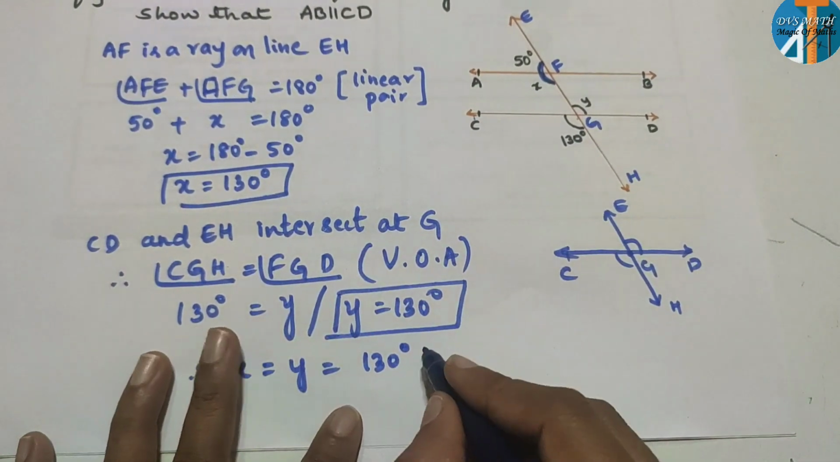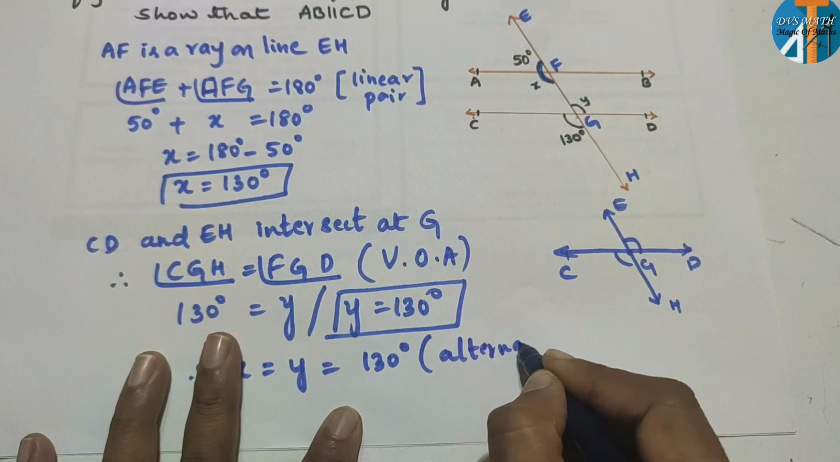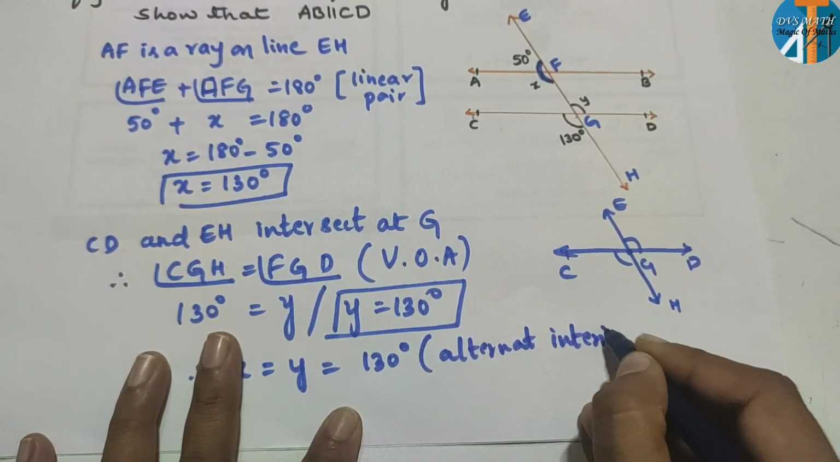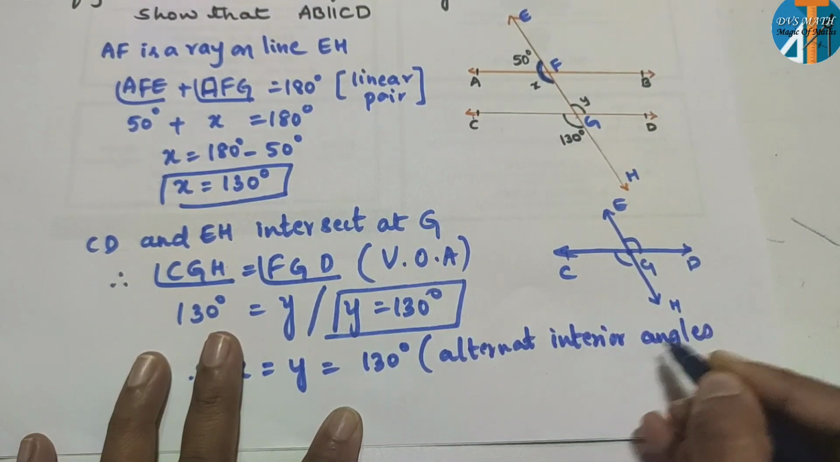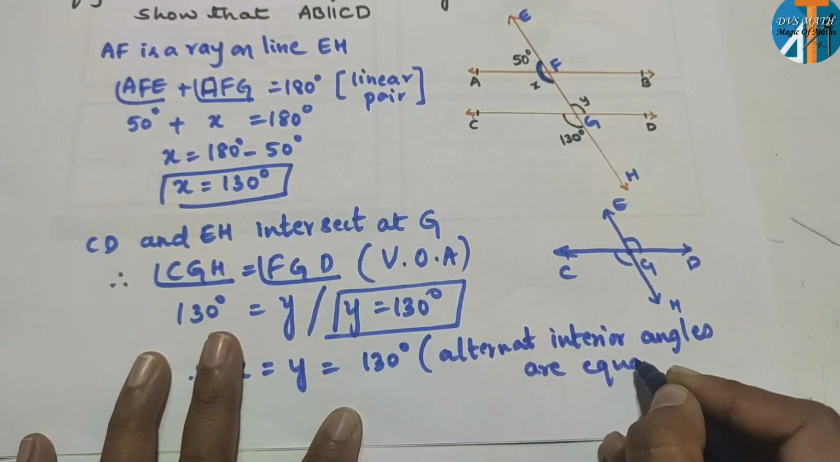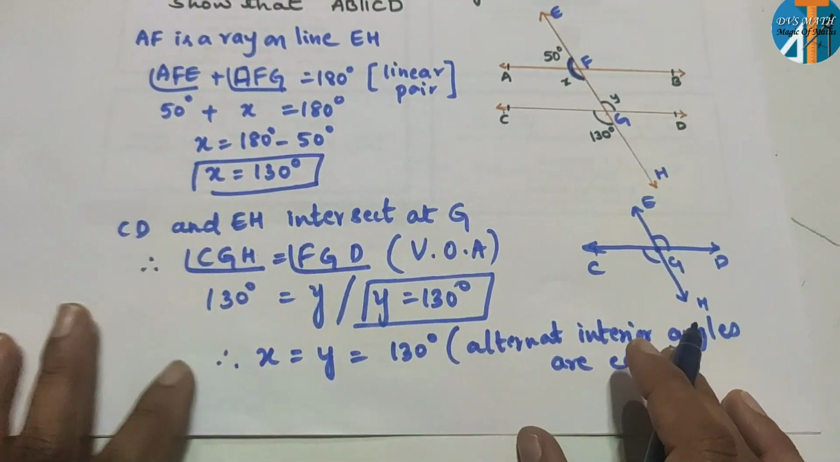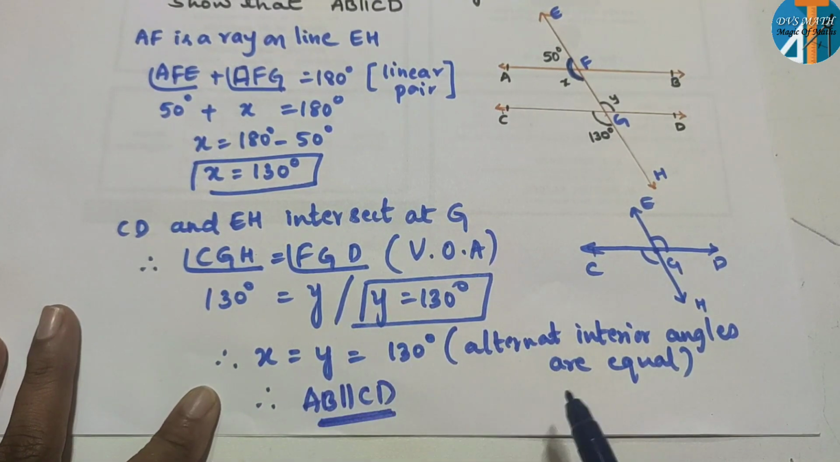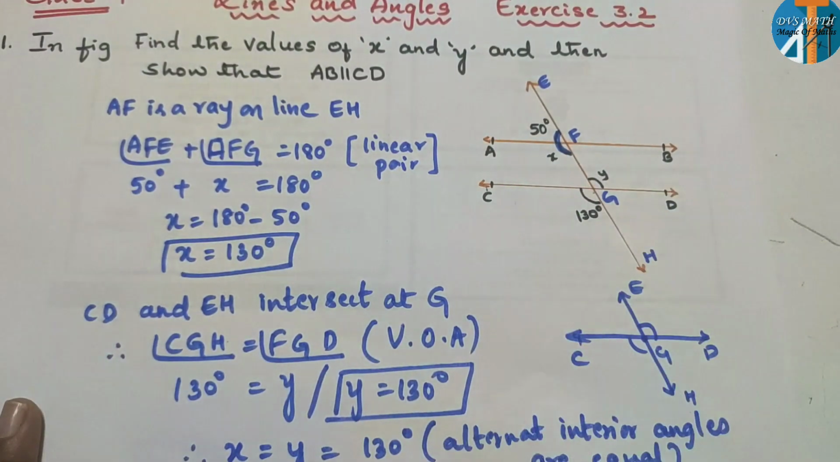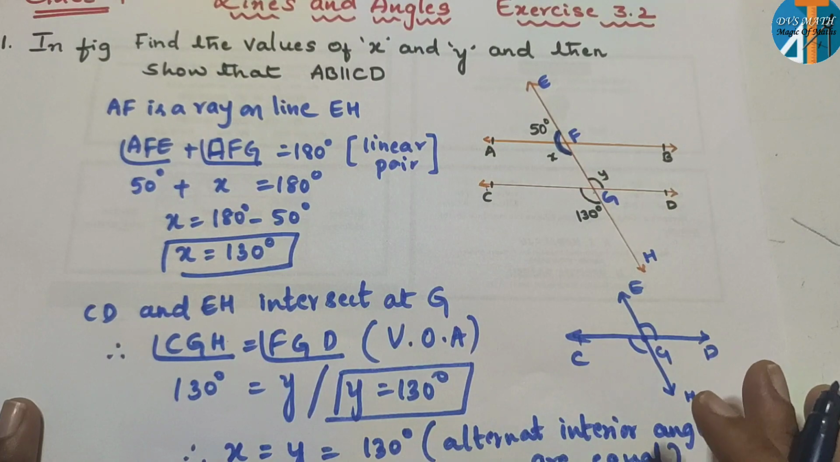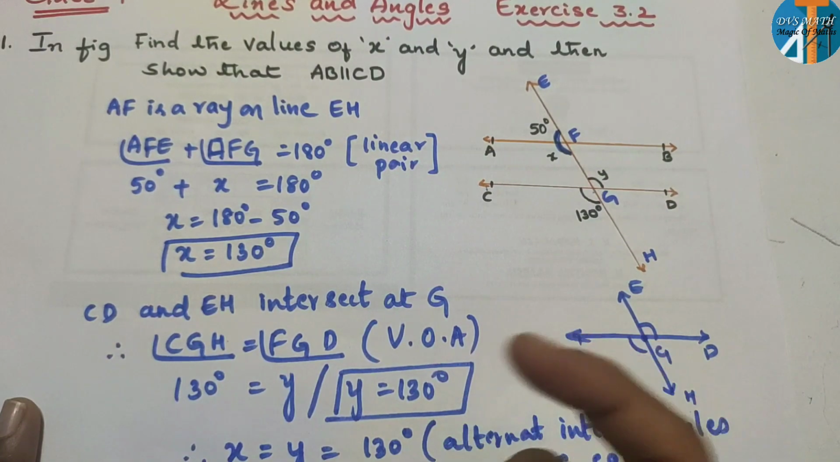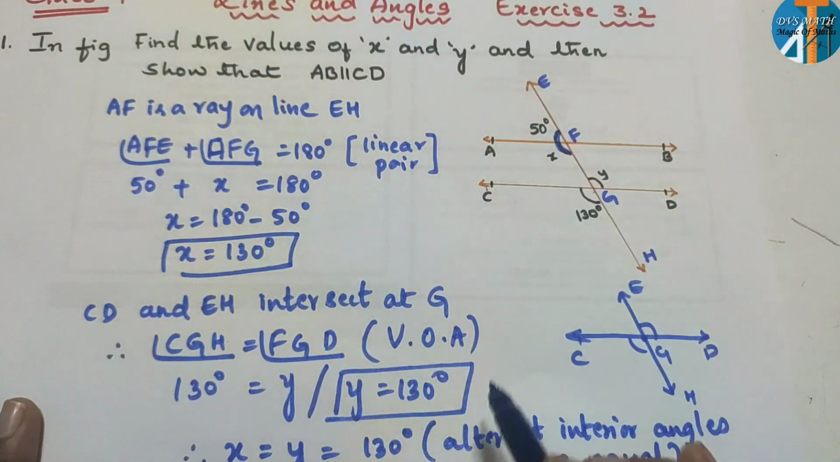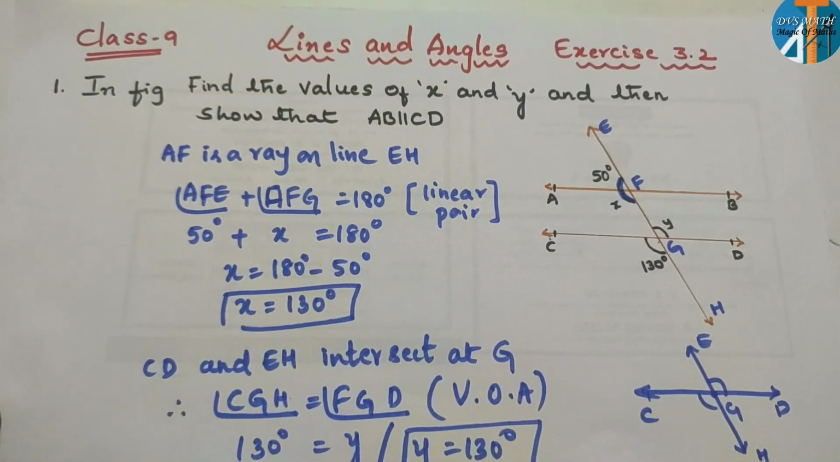So here we can write, alternate interior angles are equal. Therefore finally we can write, AB is parallel to CD. Yes, if alternate interior angles are equal, then we can say that these two lines are parallel. We talked about so many types of angles. In that, if any one pair of angles is equal, then definitely the two lines are parallel. Okay, so this is about question number 1.